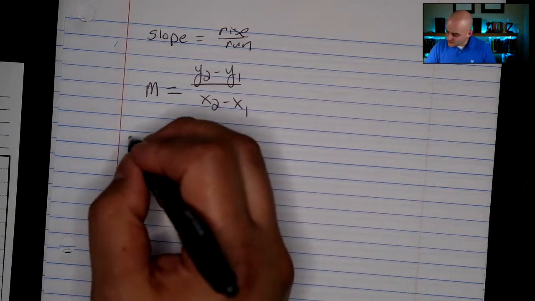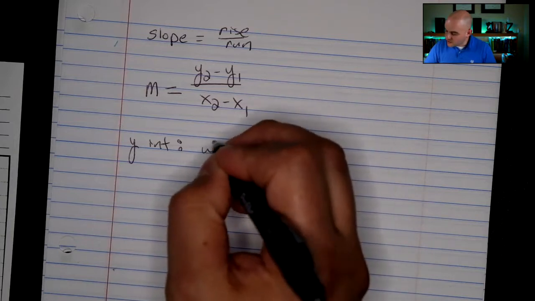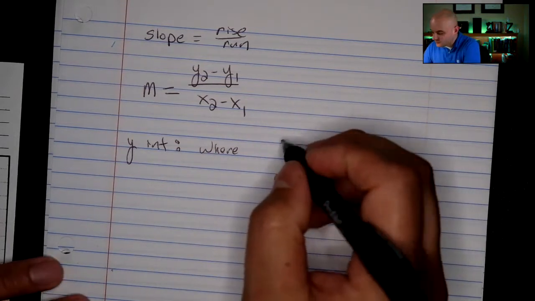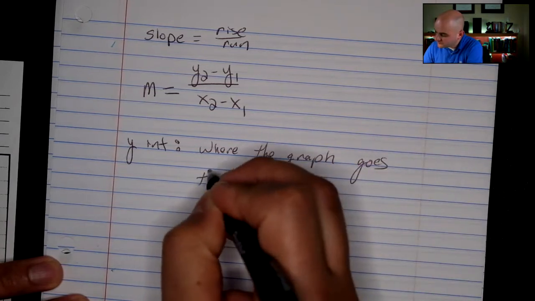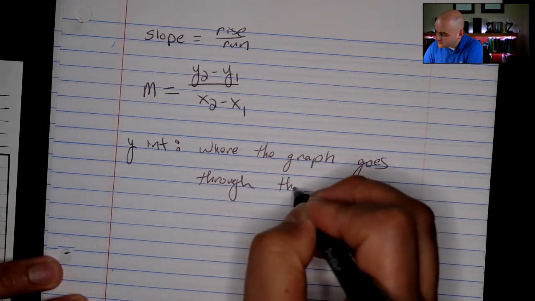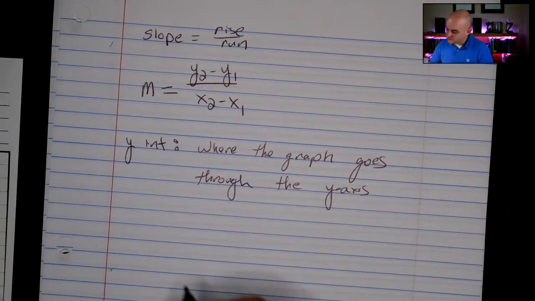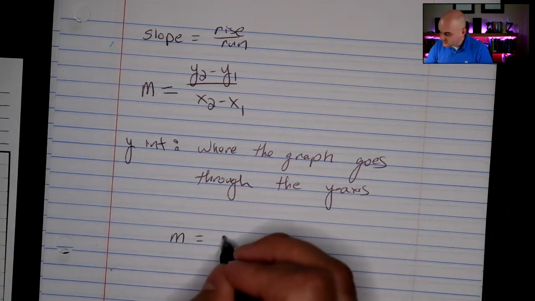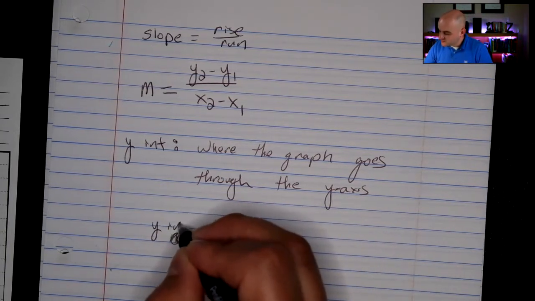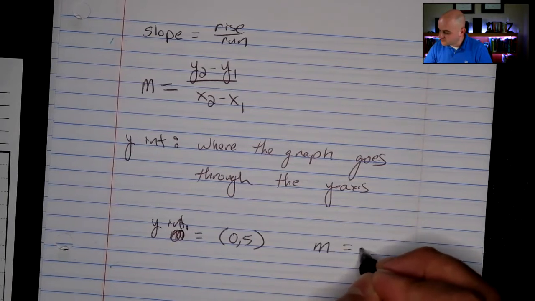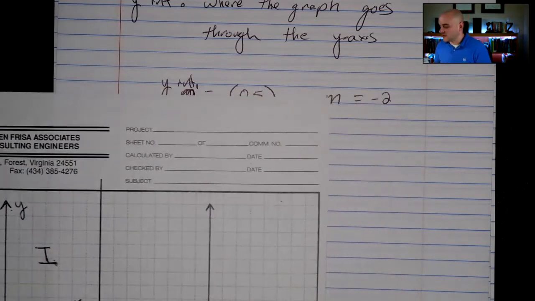And then we have another thing we call the y-intercept. And this is where the graph goes through the y-axis. So, for instance, suppose we have a y-intercept at 5 and a slope of -2. Let's try graphing, and this is a line we're talking about. Let's graph a line like that.